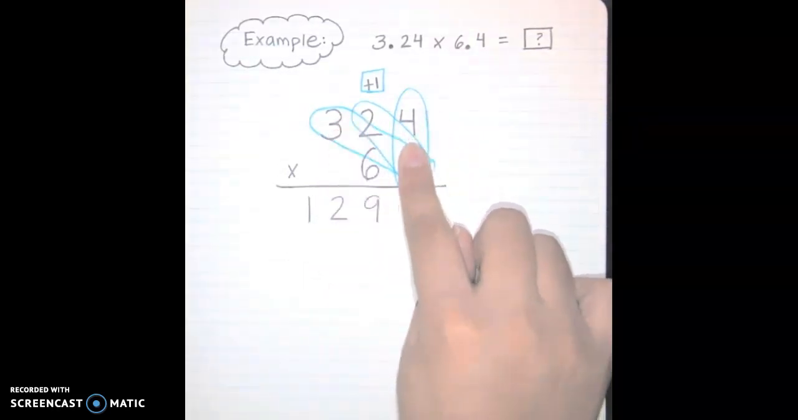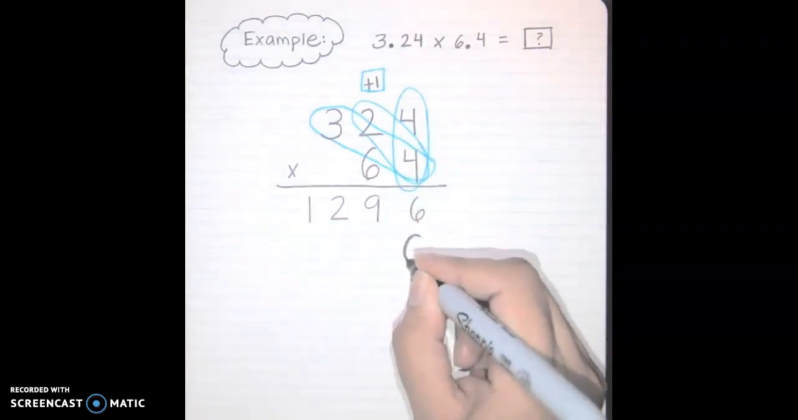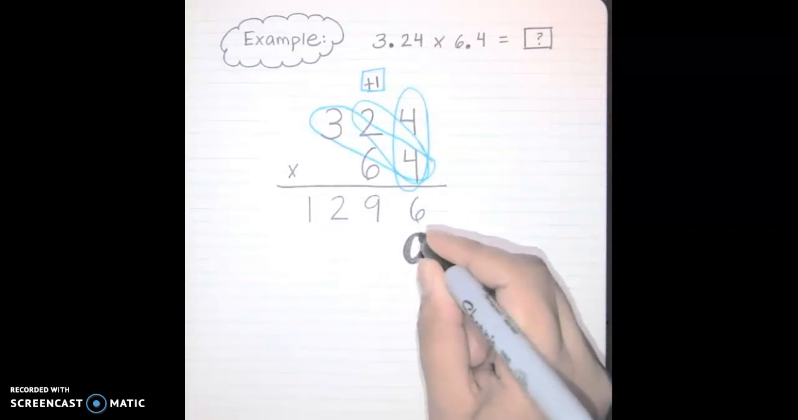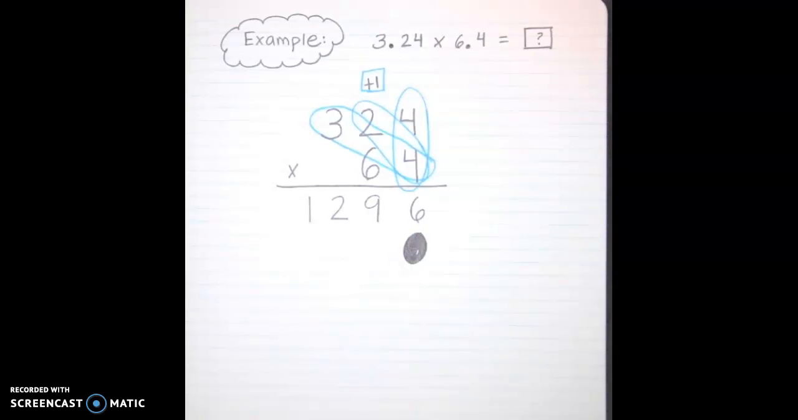Now that I'm done with the 4, I'm going to draw a black hole, just how we talked about in class. We call this a placeholder. Why do we do this? Because now we're moving on to the 6. This tells me I'm ready for the next digit, and this will be my second row. So let's go ahead and do that.